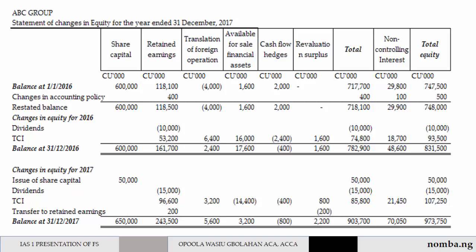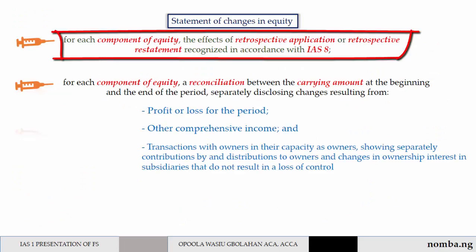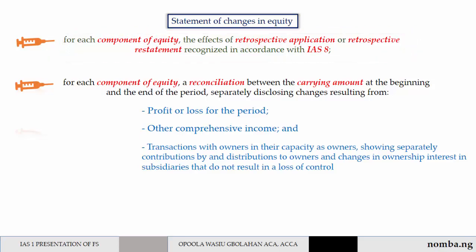And the other part, which is the first point, is a scenario where there is a retrospective adjustment or retrospective restatement, which will surface at the earlier comparative period. I said we will deal with that when we get to IAS 8. So that is basically all about the statement of changes in equity.